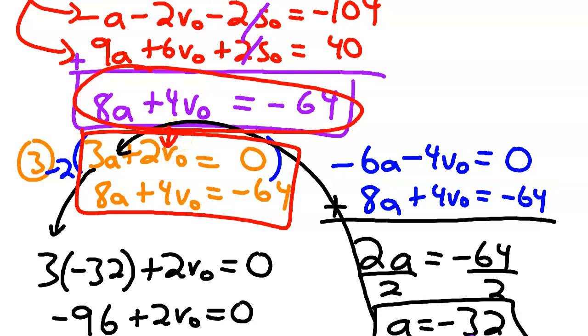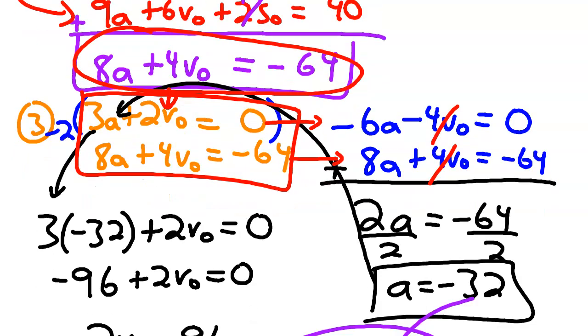I thought that'd be the easiest one to get rid of. And I can do that by multiplying the top equation by -2, which is how I got this result over here. Right, so -2 times 3a gives me -6a. -2 times 2v sub 0 gives me -4v sub 0. And then -2 times 0 is still just going to be 0, so that stays the same, which is kind of nice. The bottom equation I didn't modify, so I just copied it over here. I added these two equations together. The v sub 0's cancel out. I get 2a is equal to -64. I'm now able to solve for a, and I get a equals -32.